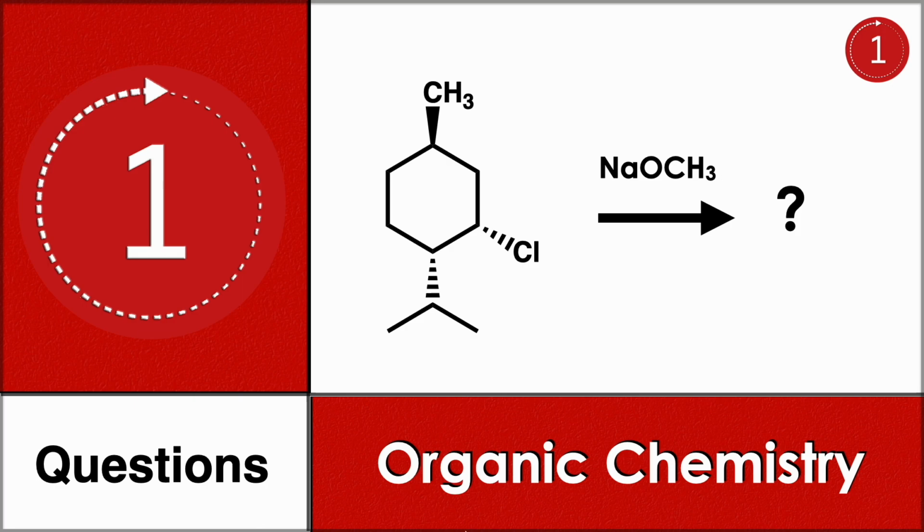Daily one question for you. Here you have cyclohexane with three different functional groups. One is methyl, one is chlorine, and one is isopropyl. All three are stereochemically specified. You are reacting with sodium methoxide. You should find what will be the final product.